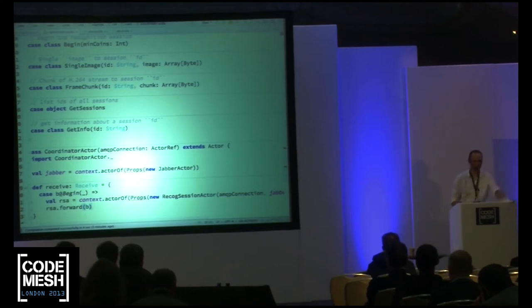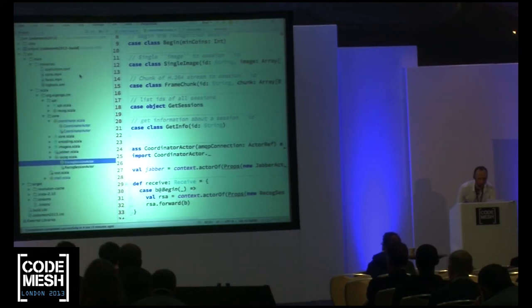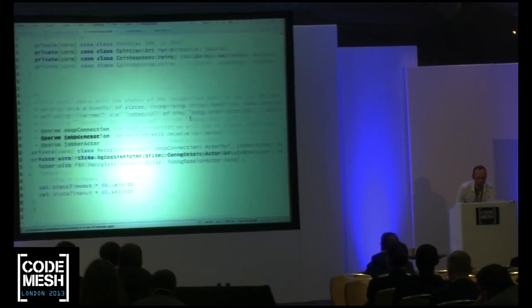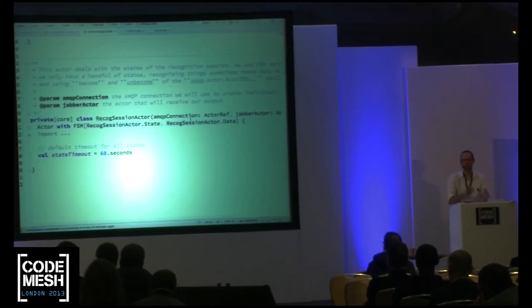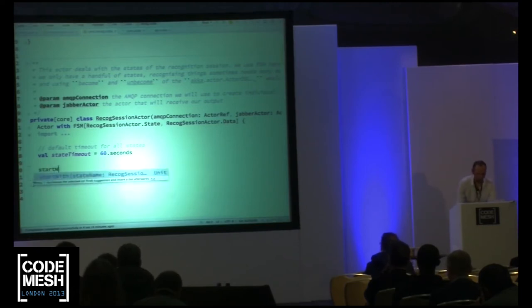Let's see how our recognition session actor looks. Now that's going to be slightly more complicated because we will take the recognition session through quite a number of states. So this will actually modify its state as it goes along. We start here. This is completely empty, so we need to give it a bit of a hint. Where do we start? How do we begin? When someone makes an instance of recognition session actor, what does it actually look like? Well, we're going to say that we start with a state called idle, and we're going to stay here for the state timeout.